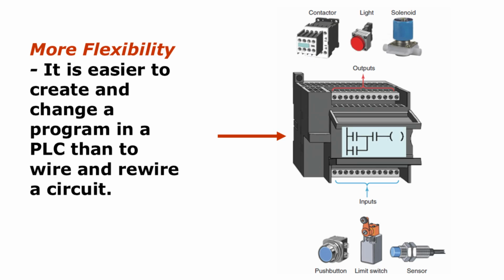Imagine a packaging line where you decide later that you want the conveyor to stop after 50 boxes instead of 100. With a relay system, that's a big change, rewiring and adding counters. With a PLC, it's just a few keystrokes to change the count in the program. This flexibility is one of the biggest reasons PLCs became the standard. They allow engineers to adapt quickly without tearing apart the hardware.